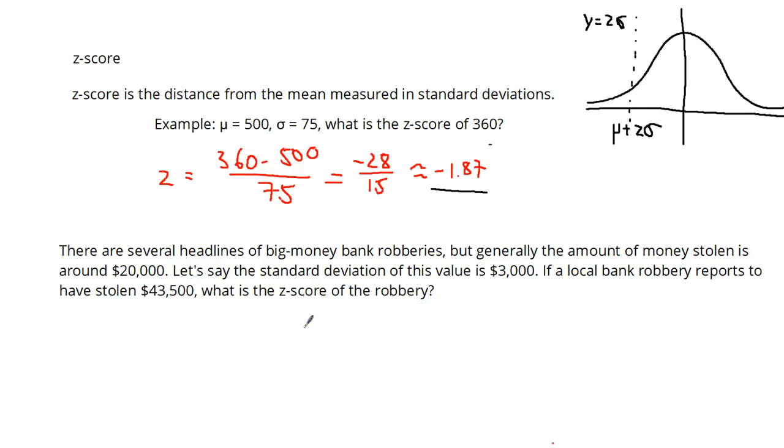So if a local bank robbery reports to have stolen 43,500, what is the z-score of this robbery? Now, the distribution of this is probably not standard. Let's be honest, it's probably standard on a log scale, but not on a linear scale, because there have been robberies of millions and billions that would shift the mean all the way up, and it'd be ridiculous, right? So this question isn't very good, even though I made it.